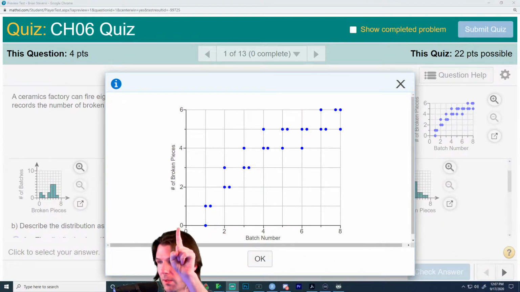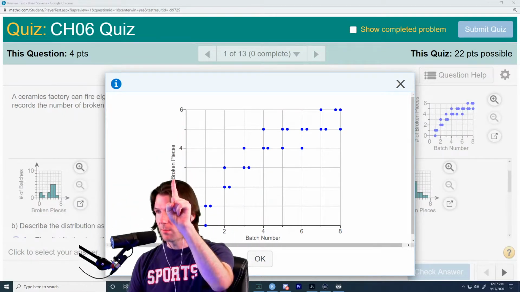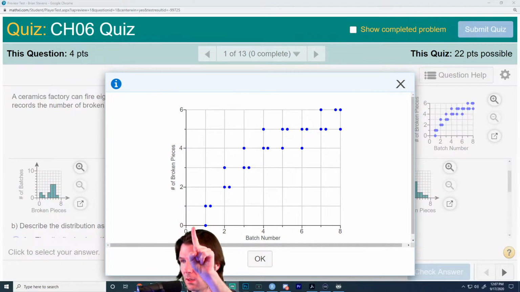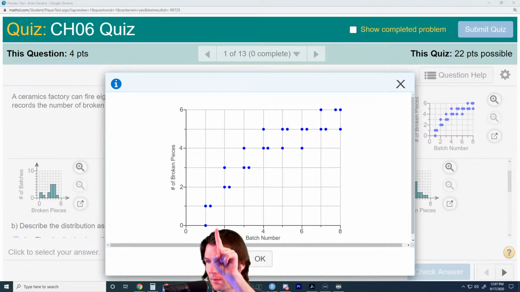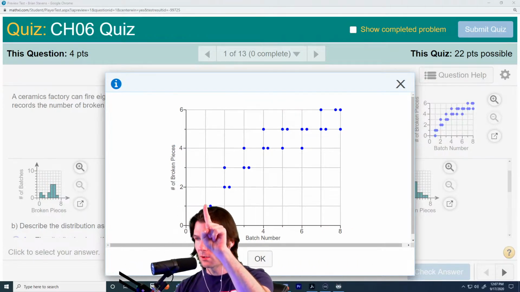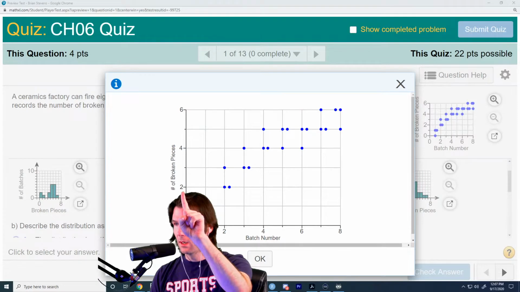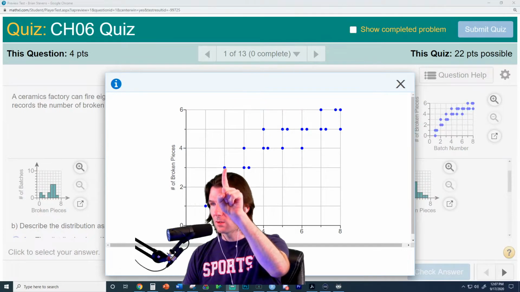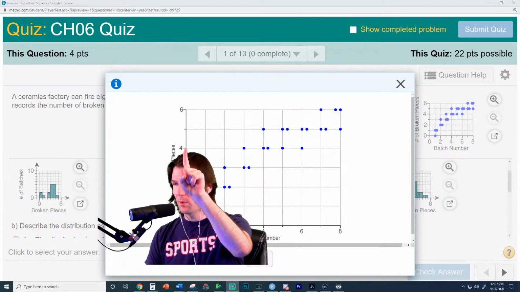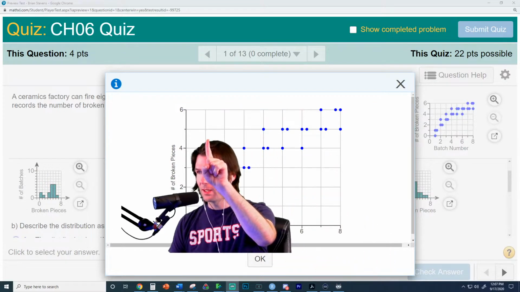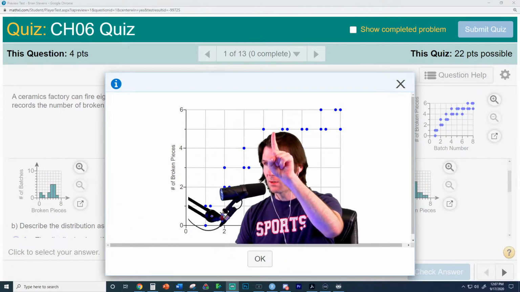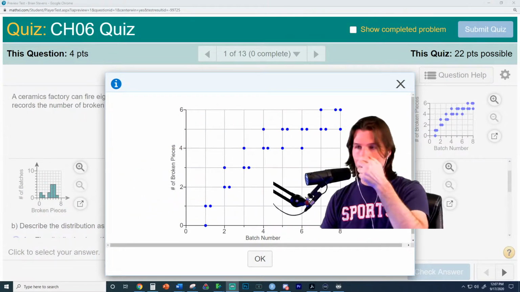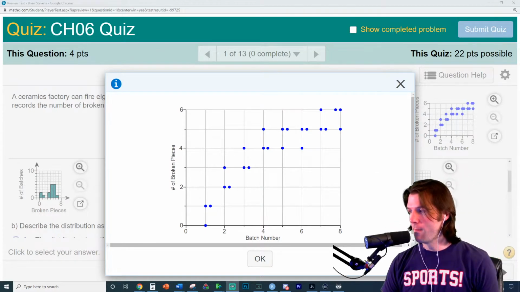If you look right here, with the number of broken pieces, which is this axis as I point to it, going left to right, how many batches have 0 broken pieces? There's 1 batch with 0 broken pieces, and I'm just going left to right, counting the dots. There's 2 batches with 1 broken piece, and then 2 batches with 2 broken pieces. With 3 broken pieces, there's 1, 2, 3 batches. With 4 broken pieces, there's 1, 2, 3, 4, 5 batches. With five broken pieces, there's 1, 2, 3, 4, 5, 6, 7, 8, and then 6 broken pieces occurred in 1, 2, 3 batches.